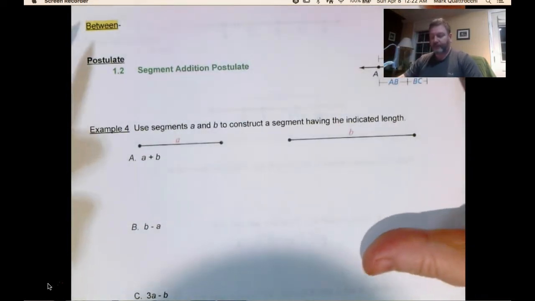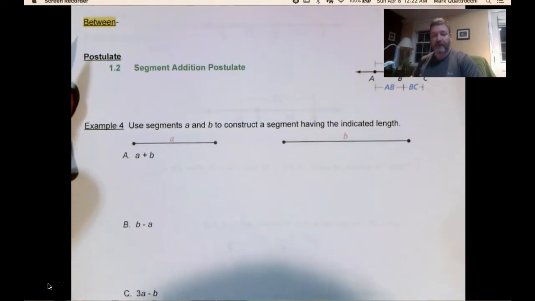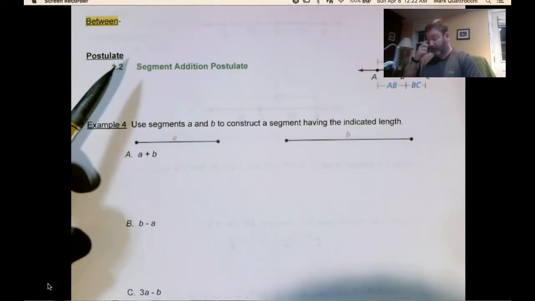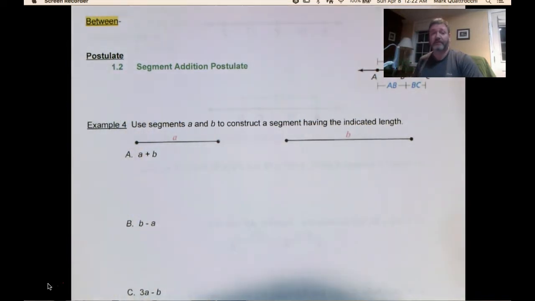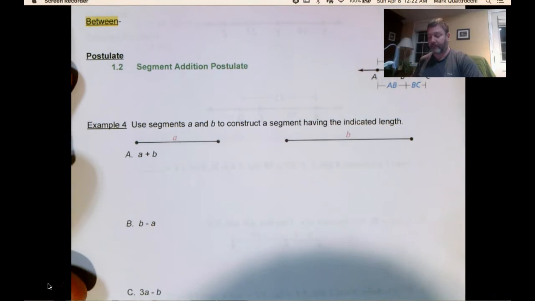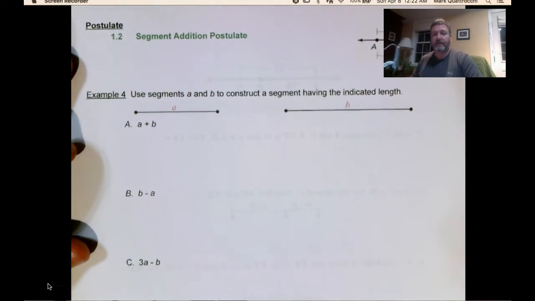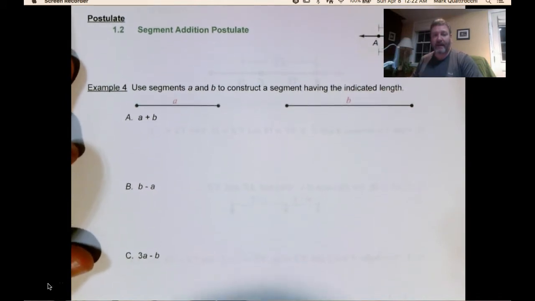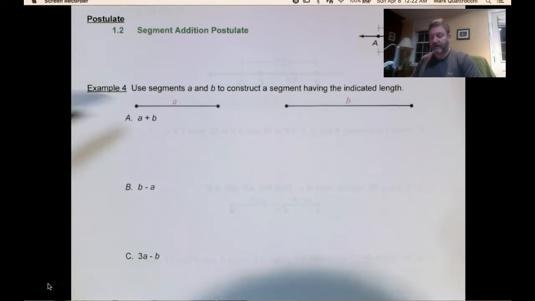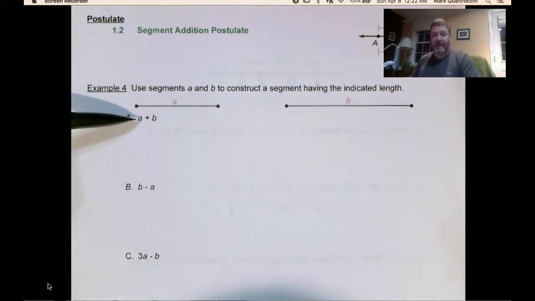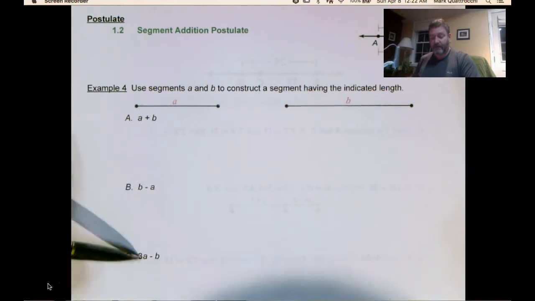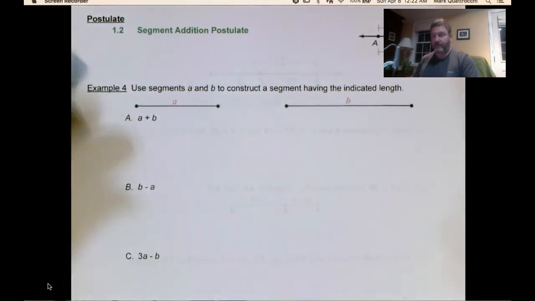Define the word between and fill in the segment addition postulate. Segment addition postulate is talking about adding two smaller segments and getting a bigger segment, as long as they're collinear. Okay. Example 4 is where we're going to use construction number 1 and the segment addition postulate to add these two segments together. We're going to first copy them. We're going to add them. In addition to adding the segments, we're going to be able to subtract them, multiply them, and do all sorts of other different things.